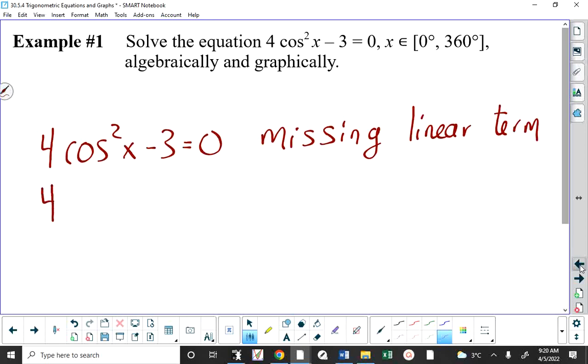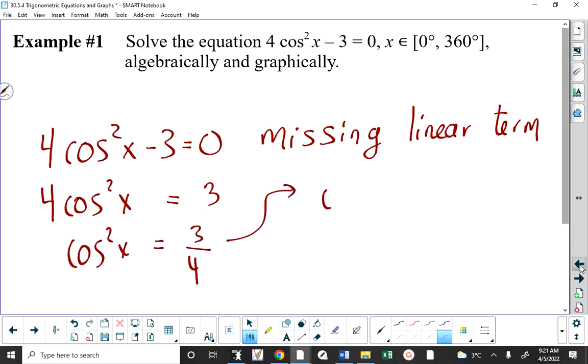So I'm going to do the same kind of thing here. I'm going to add 3 to both sides to get 4 times cosine squared of x is equal to 3. And then I get cosine squared of x is equal to 3 over 4. When I take the square root to get cosine of x, I end up with cosine of x is equal to plus or minus the square root of 3/4.